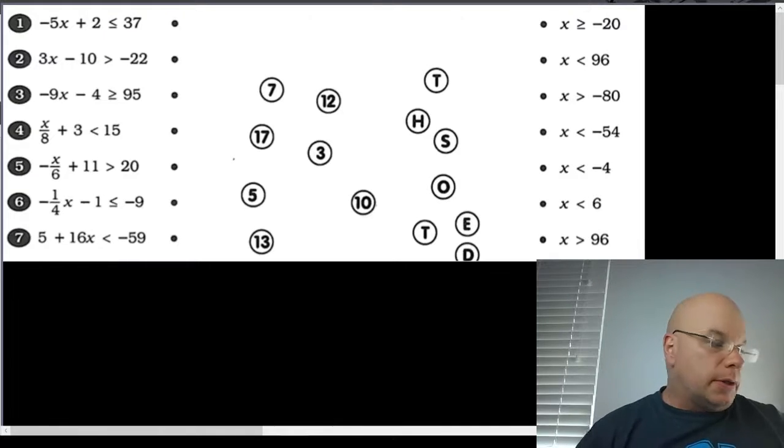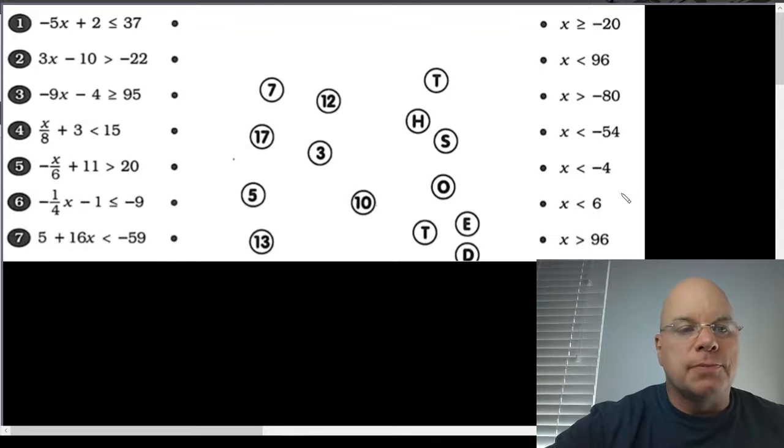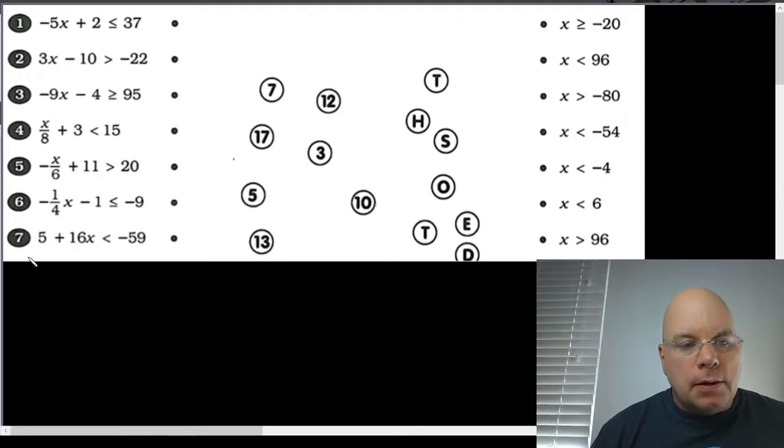We're solving more inequalities on tonight's homework. I'm going to do problems 4 and 5 with you on this video. Problem number 4 says x eighths, or x divided by 8, plus 3 is less than 15.